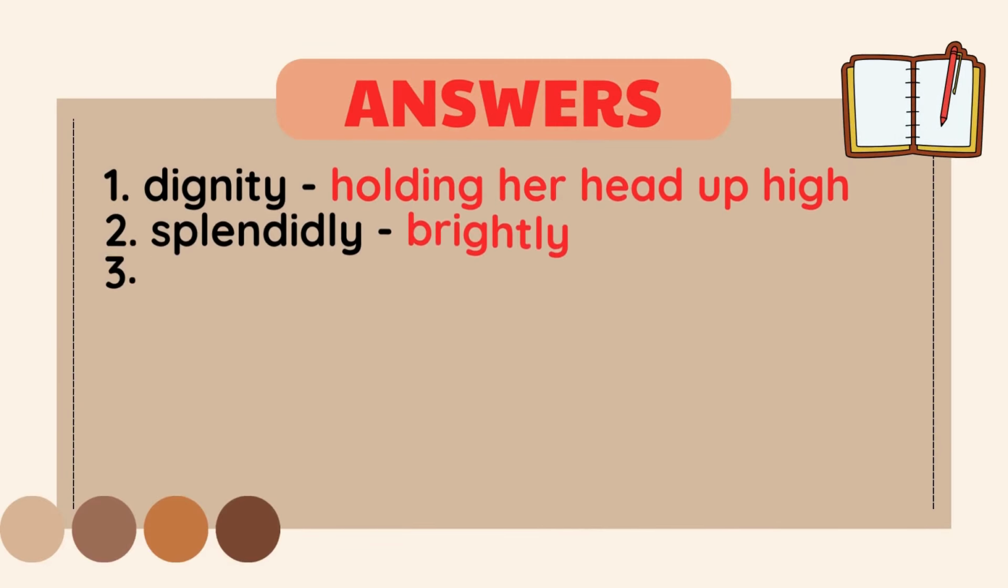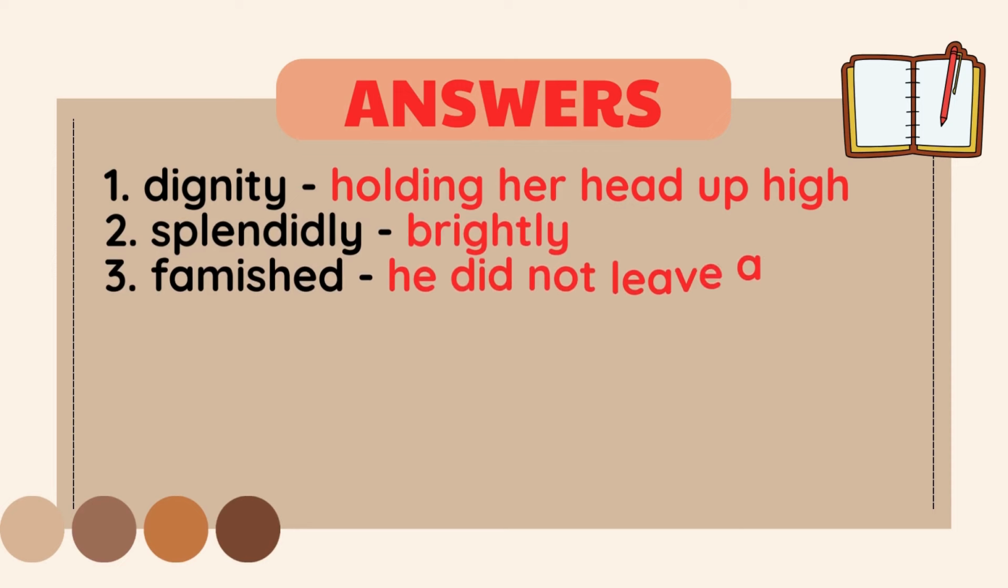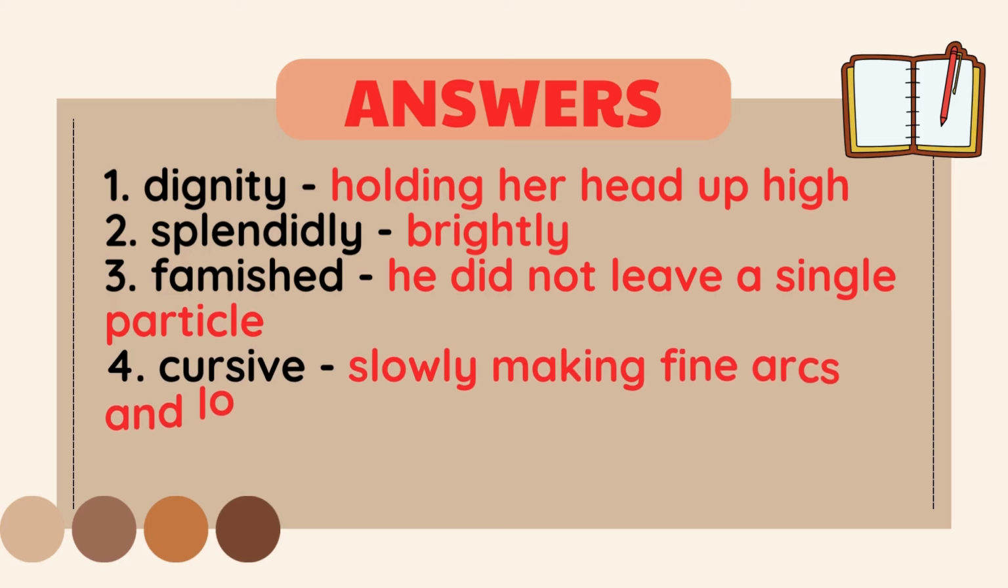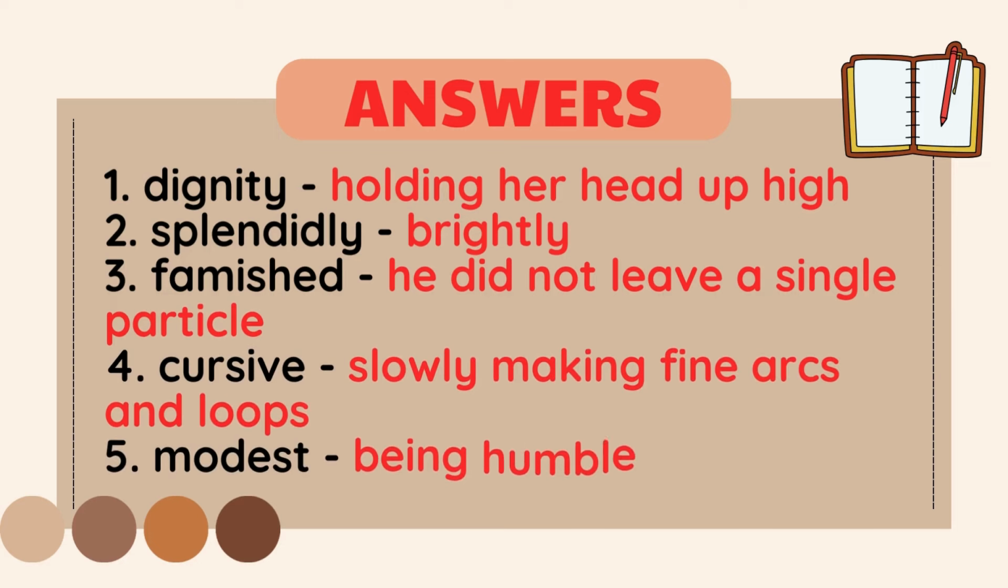Here are the correct answers. Number 1, dignity, holding her head up high. Number 2, splendidly, brightly. Number 3, famished, he did not leave a single particle. Number 4, cursive, slowly making fine arcs and loops. And number 5, modest, being humble.